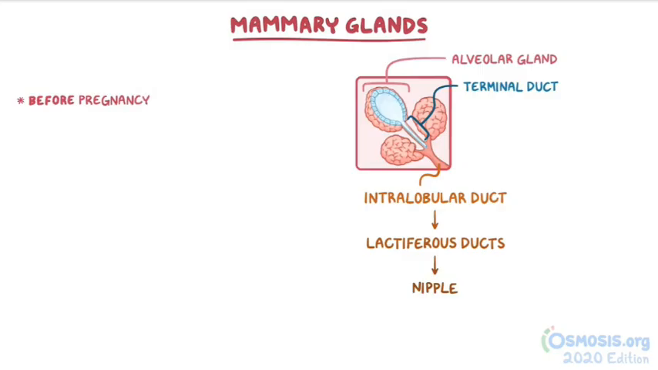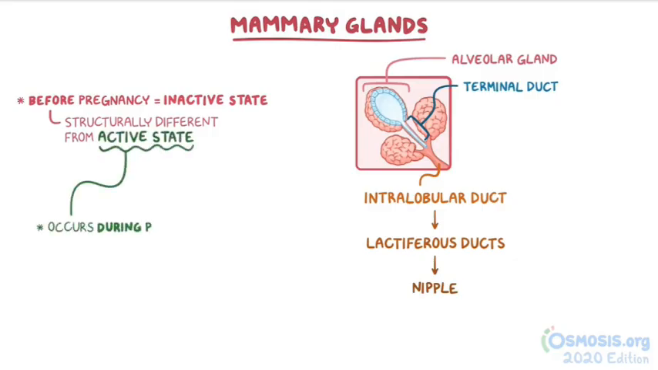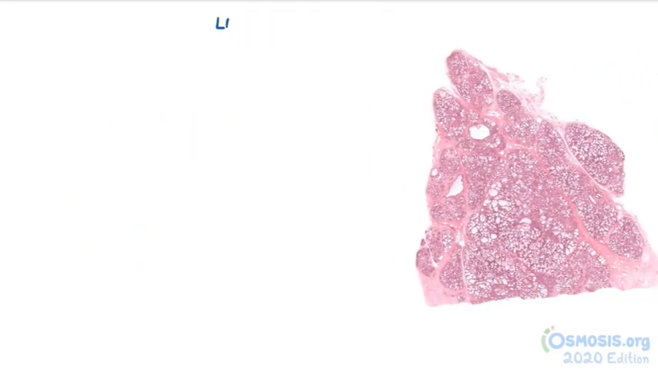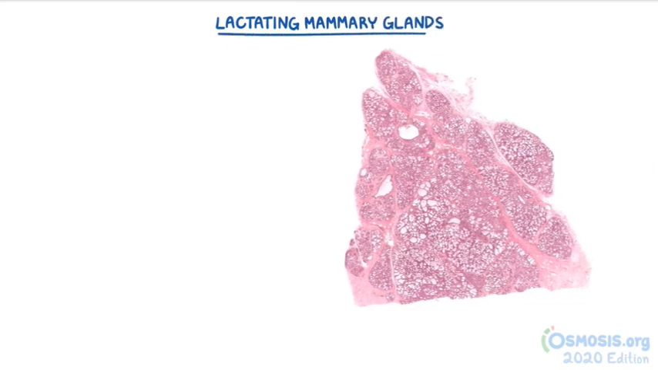Before pregnancy, the mammary glands are considered to be in a state of inactivity, and they're structurally different from mammary glands that are in the active state. The active state occurs during pregnancy and during lactation after childbirth. During pregnancy, the alveolar glands and the duct system will grow in preparation to produce milk for a newborn baby. This low power image is an example of lactating mammary glands in the active state.